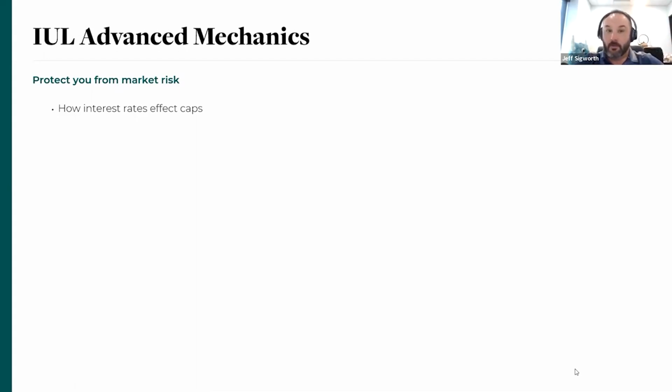That's important because interest rates have been historically low over the last couple of years. As interest rates go up, you're going to see caps go up. But what else is going to go up too? Inflation. Cost of living, basically. Well, not necessarily.